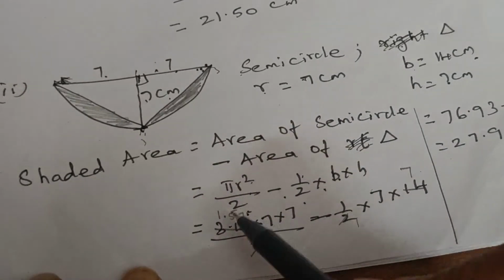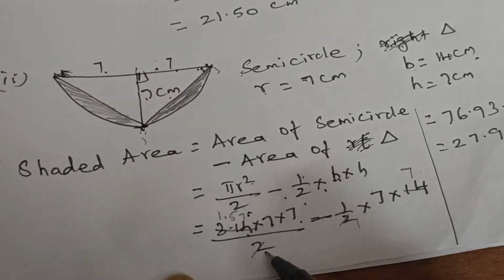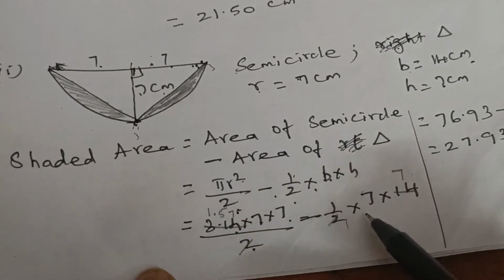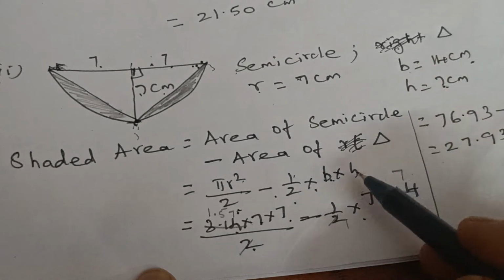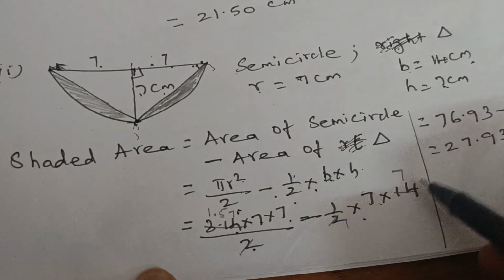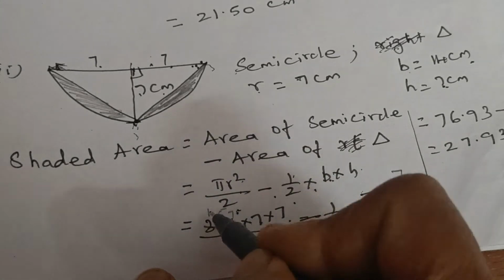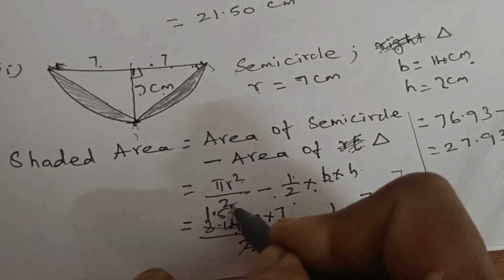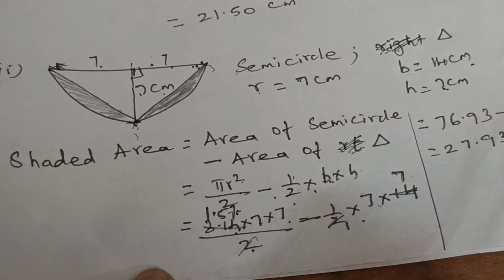Okay, now pi value is given as 3.14 into r is 7 into 7 by 2, minus 1 by 2 into base is 7. It can be interchanged. The height is 7 and the base is 14. Okay. Now cancel here 2 and 3.14. We get 1.57. And here you cancel 2 and 14. 2 ones are 2. 2 sevens are 14.